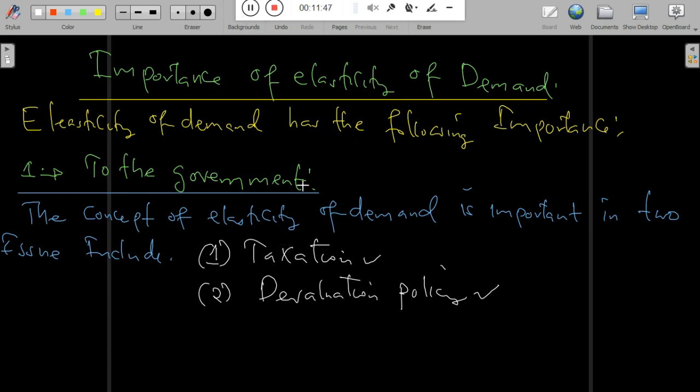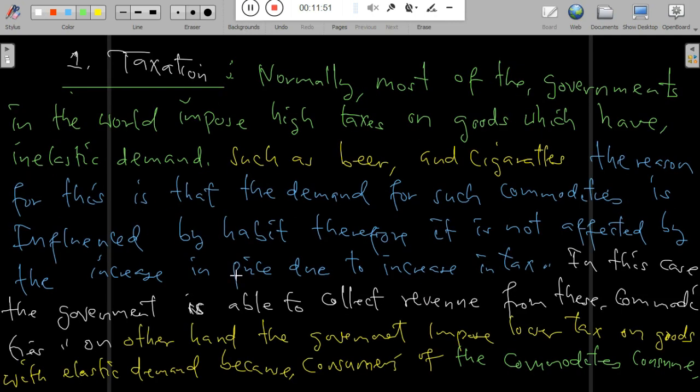The concept of elasticity of demand is important in the issue of taxation, as well as devaluation policies. What importance does it give to taxation? Most governments in the world impose high taxes on goods which have an inelastic demand, such as beer and cigarettes. The reason is that the demand for such commodities is influenced by habit. Therefore, it is not affected by the increase in price due to the increase in tax. So in this case, the government is able to collect revenue from the commodities.